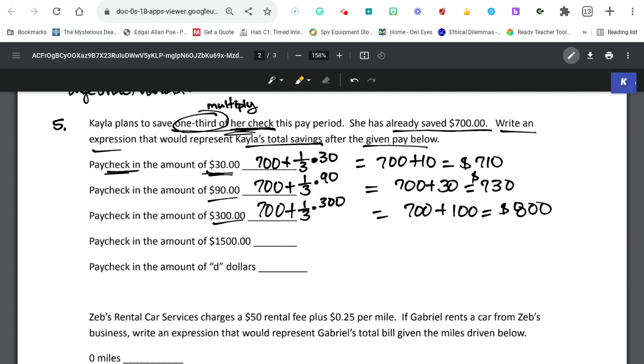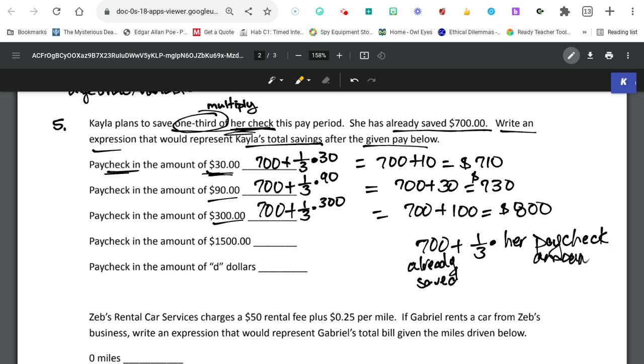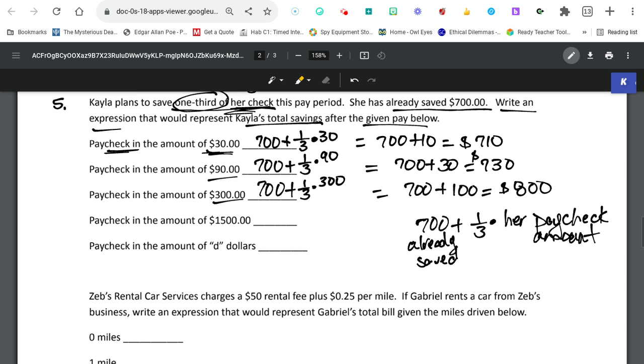So as you can see, we have the 700, which she already has saved, plus we're adding in a third of her paycheck. I'm going to say paycheck amount. That's how we get her total savings.